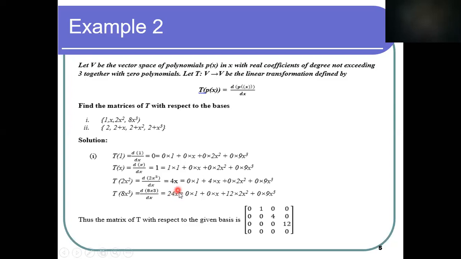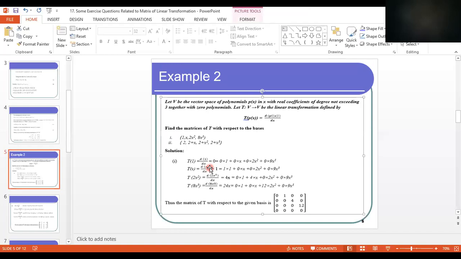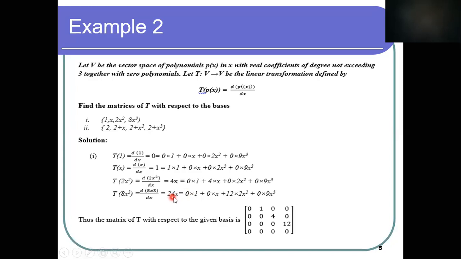24x squared. Here is some mistake, you can just correct it. It should be 24, I must correct it right now. Dear student, if you look over here, just correct it, it will be 24x squared. So 0 times 1 plus 0 times x plus 12 into 2x squared plus 0 into 8x cubed.